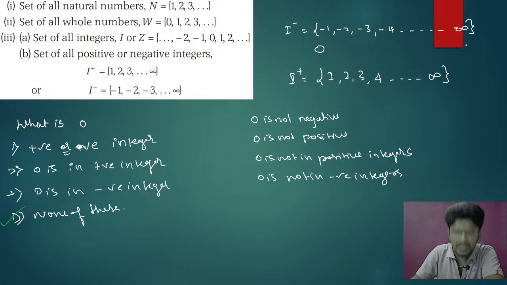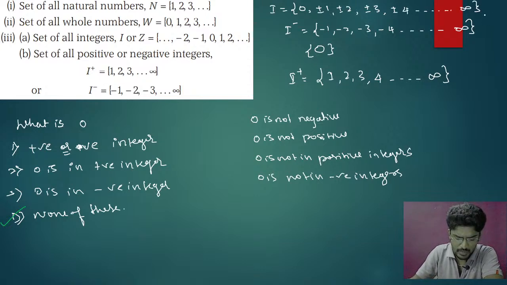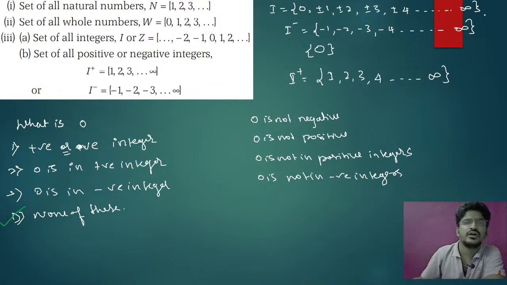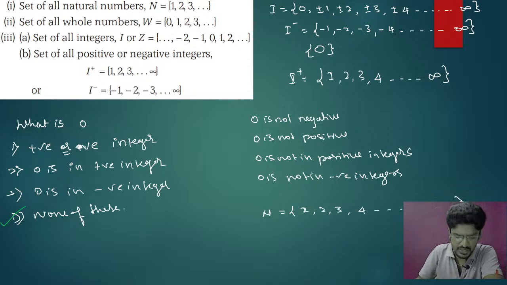Are you getting my point? Clear? So that means 0 is not included in positive integers, and 0 is not included in negative integers. But please remember one important thing: if you write the integer set, here 0 is included. Plus or minus 1, plus or minus 2, plus or minus 3, plus or minus 4, and so on to infinity. So this is the integer set. Next you can see the natural number set. What is the natural number set? N is equal to 1, 2, 3, 4, and so on, so it goes to positive infinity.